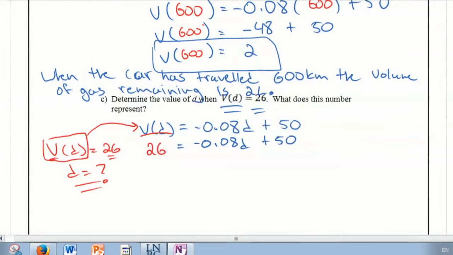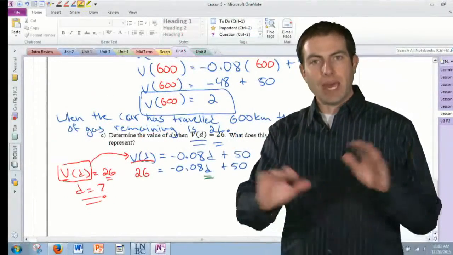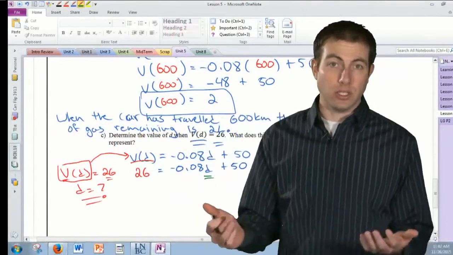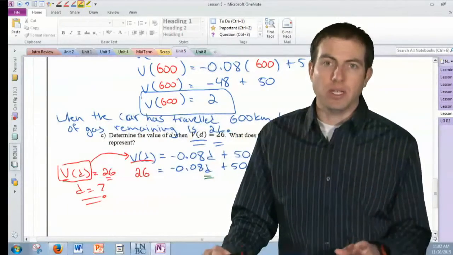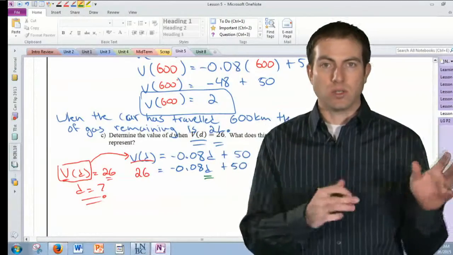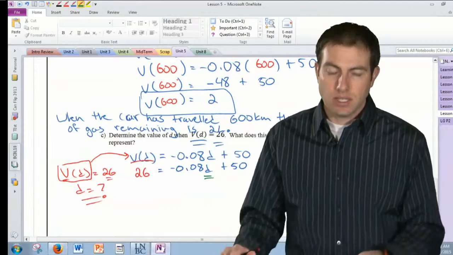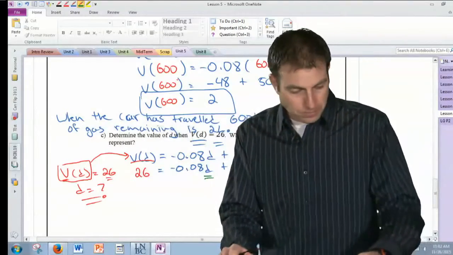Now, again, we're trying to figure out how far we've driven if we have 26 liters in our tank. You'll notice in the question, the only variable I have is D. And this is going to happen a lot in math in general. If you have an equation with only one variable in it, you can solve for that variable. You can do basic algebra, BEDMAS backwards sort of stuff, to move everything around until you figure out what that thing is. So that's what we're going to do here.